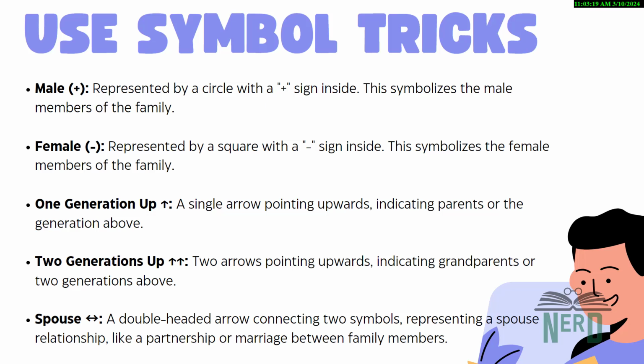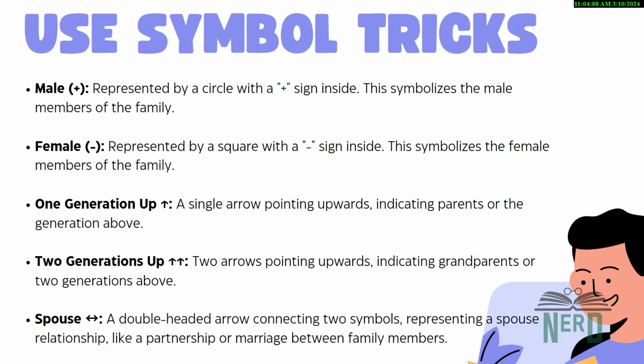So then there is a question about the generation, right? Sometimes they're asking about the son or mother or grandparents, right? So in that case we have to use the arrow button. If it is one generation, then one arrow up, and if it is two generations, two arrows up, right? As you can see here in the slide, if we are talking about one generation, a single arrow pointing upward indicates parents or the generation above. Same for two generations up, two arrows pointing upward indicating grandparents or two generations above, right?